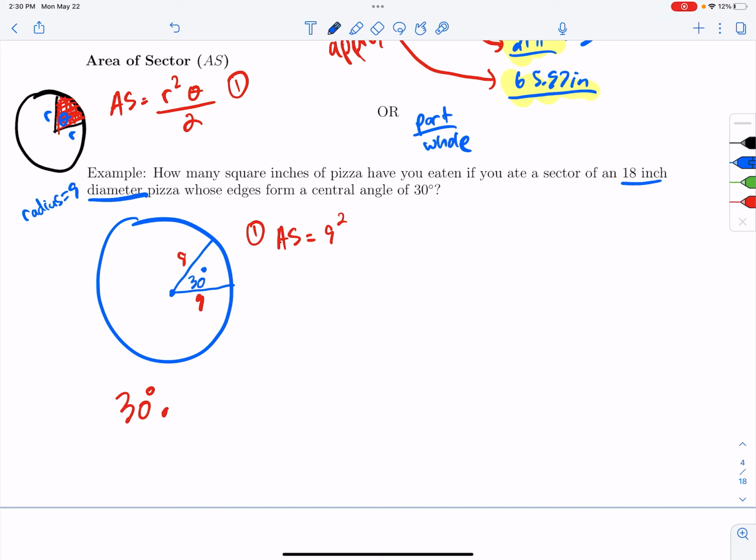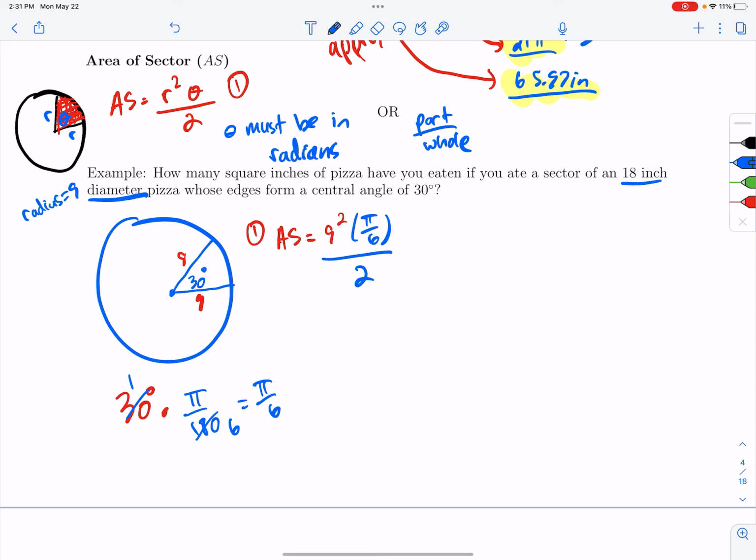Should have written this, but theta must be in radians. So I need to convert 30 degrees into radians. So 30 degrees times pi over 180. Divide, cross cancel by 30. I get 1 over 6. So that's pi over 6 is my central angle in radians. And then divide by 2. So this is 81. 9 squared is 81 times pi over 6 divided by 2.